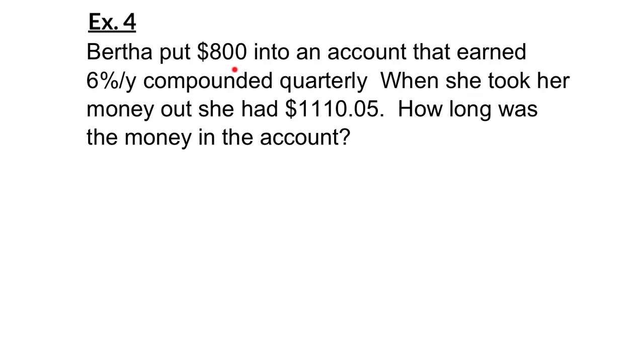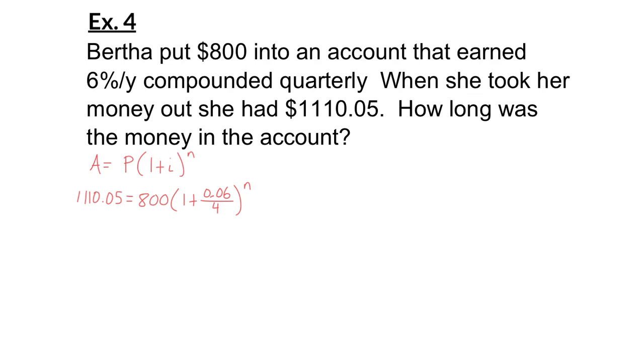Bertha put $800 into an account that earned 6% per year, compounded quarterly. When she took her money out, she had $1,110.05. How long was the money in the account? So this time, we know what we're starting with, we know what we're ending with, we know the interest rate, and we know the compounding frequency. We just don't know the amount of time. So this is what we have.